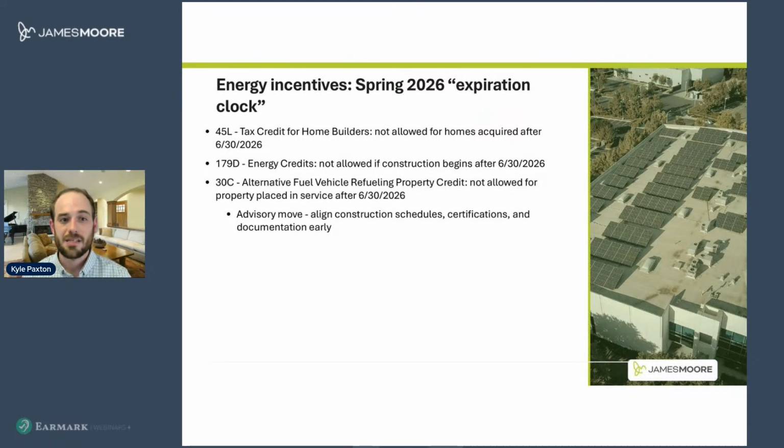of these deadlines. We work with a lot of firms who help do the work behind these energy incentives, for lack of a better term, and they're pushing them hard right now to get them over the finish line before these expirations kick into gear.